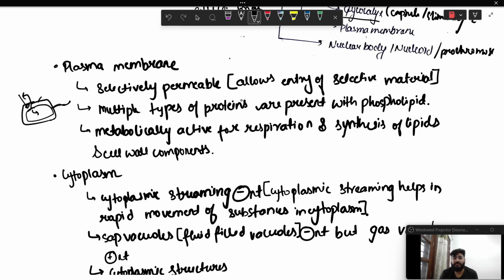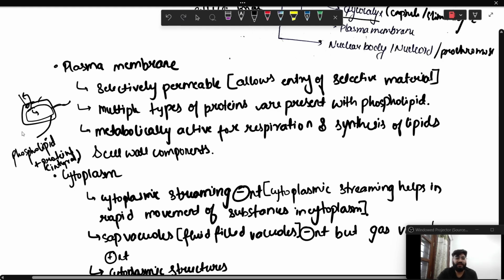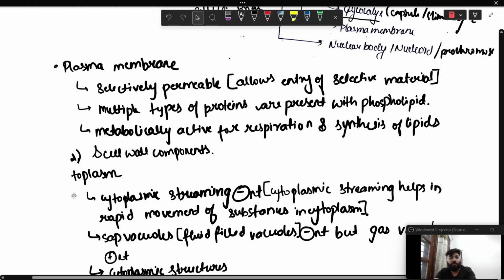Multiple layers of proteins are present with phospholipid. The component of the plasma membrane, as we talked about, is phospholipid in nature. Along with phospholipid, there are types of proteins we'll talk about later on. They can be integral or transmembrane. These proteins are present along with the phospholipid. The plasma membrane is metabolically active for respiration and synthesis of lipid and cell wall components. So, what exactly do we mean when we say they are metabolically active?